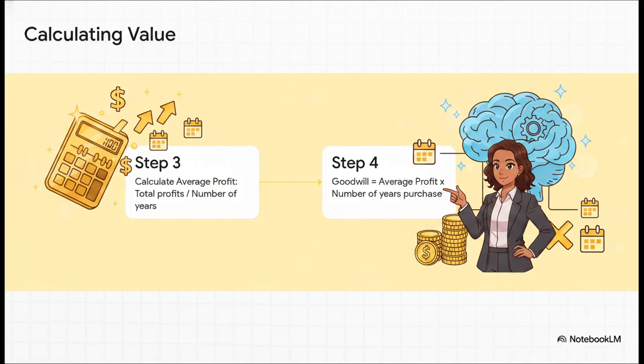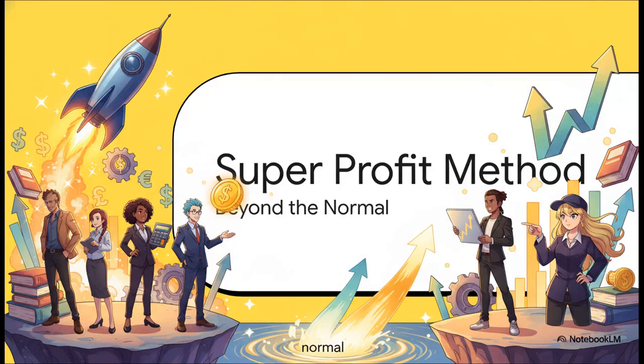Finally, Step 4 is the actual valuation. Your goodwill equals your average profit multiplied by the number of years purchased. Now, the number of years purchased is essentially just an agreed-upon multiplier. It represents how many years the new partners expect to enjoy these established average profits, all thanks to the brand's past efforts.